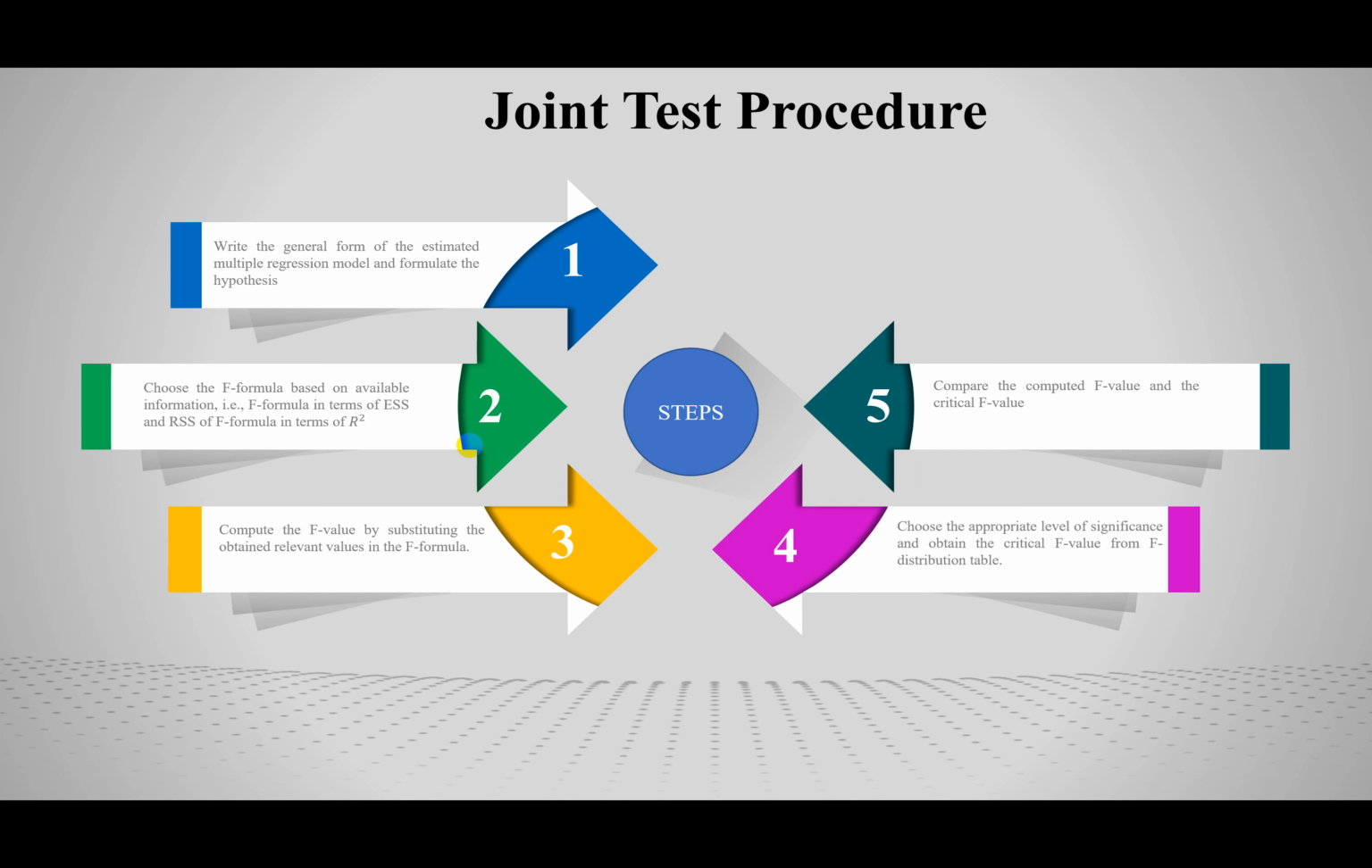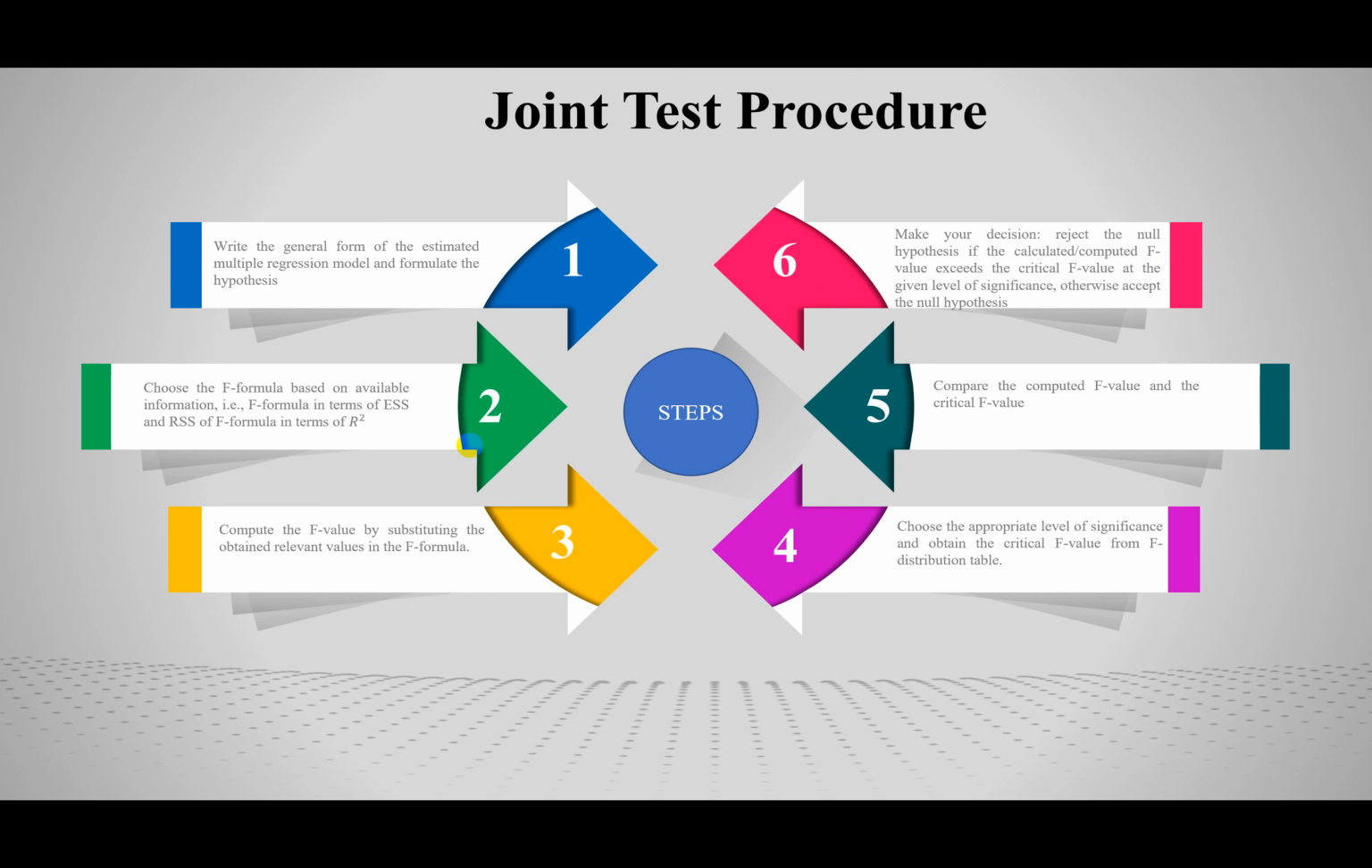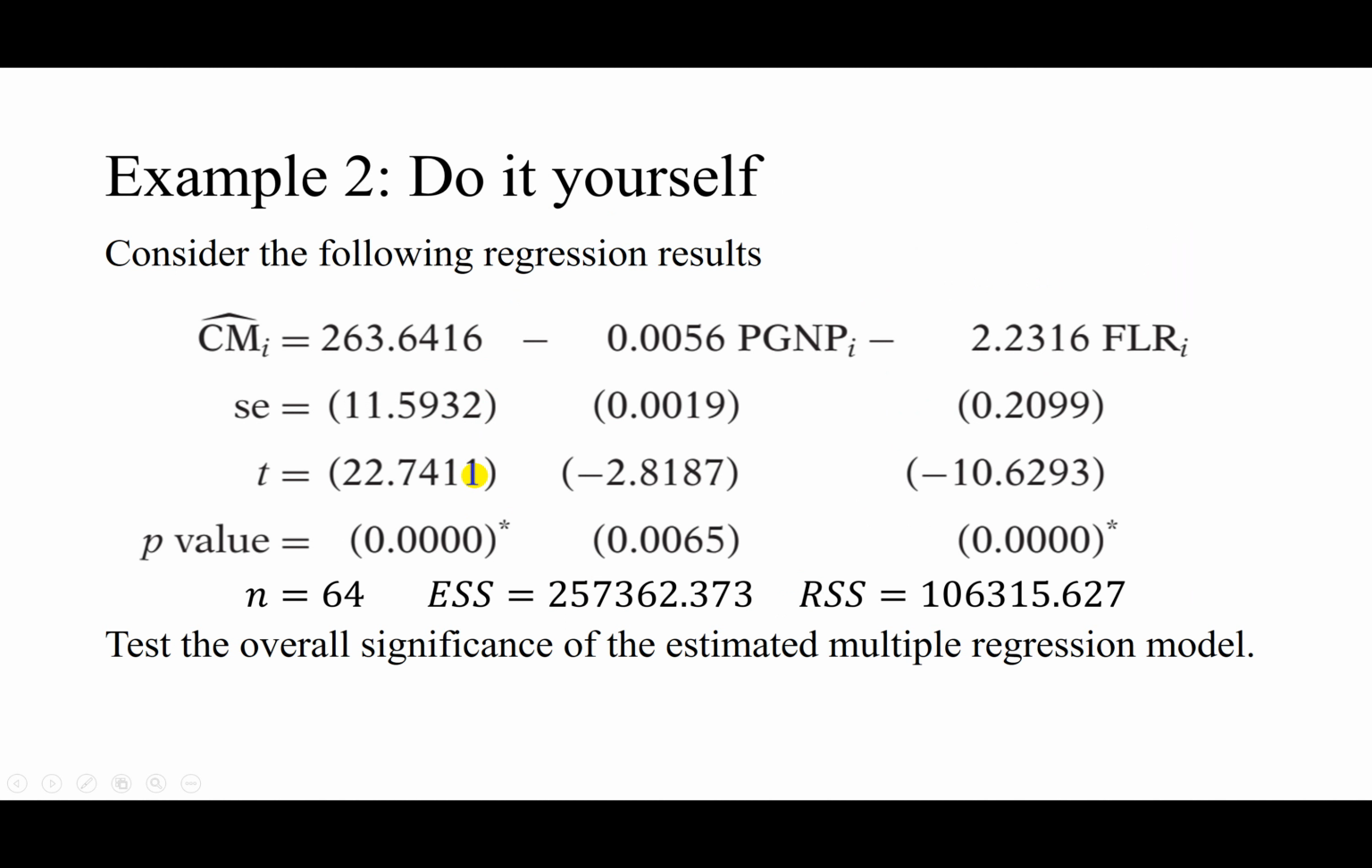Fifth, we have to compare the computed F value and the critical F value. Sixth, we have to make our decision, that is, we may reject the null hypothesis if the calculated or computed F value exceeds the critical F value at the given level of significance, otherwise accept the null hypothesis. So here is example 2, which you have to do yourself. In this example, you can use the formula in terms of ESS and RSS rather than the formula of F in terms of R square.